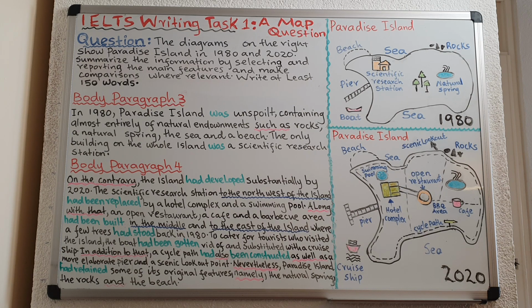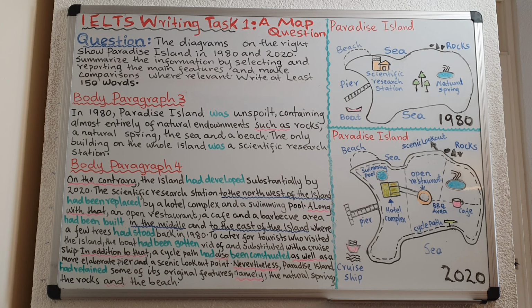So in body paragraph 3, we are describing what the island was like in 1980. And because of that, we are using the past tense. Remember, it is extremely important that you use the correct tense when you're writing your essay based on a map question. In body paragraph 3, because we are talking about what the island looked like in 1980, we have to use the past tense.